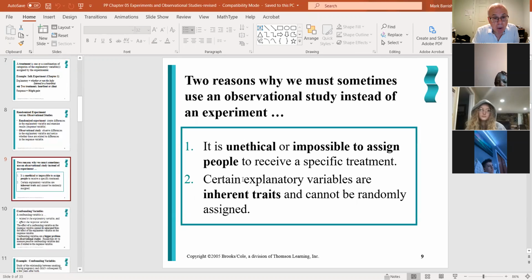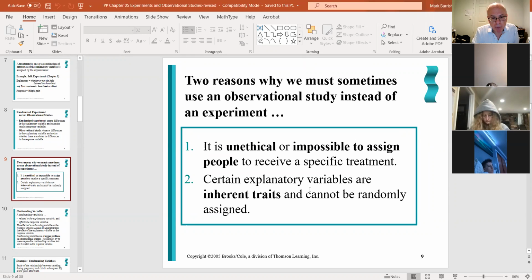All right. Now, what are reasons why we would sometimes have to go with an observational study instead of an experiment? Well, it's because it would be unethical to assign treatments to the experimental groups. I mean, for example, if you're trying to determine whether smoking causes cancer, you're not going to assign people to the smoking group and then say, please smoke cigarettes, right? It's unethical to do that.